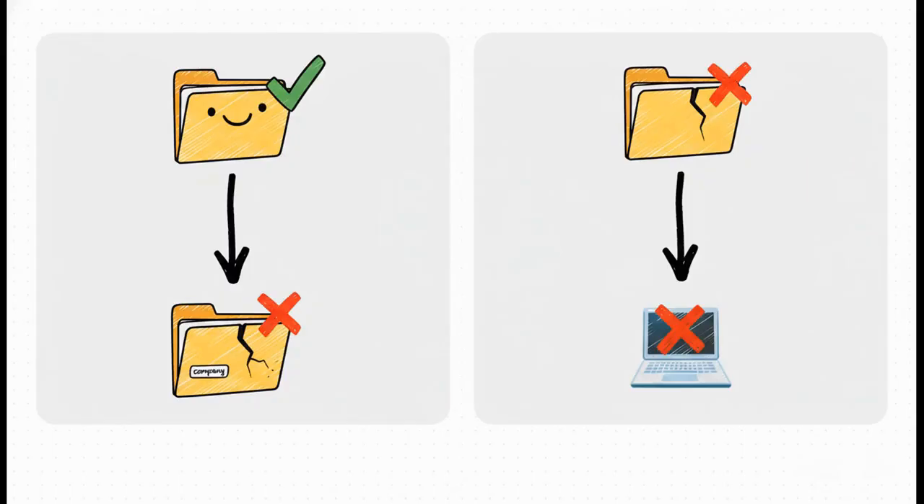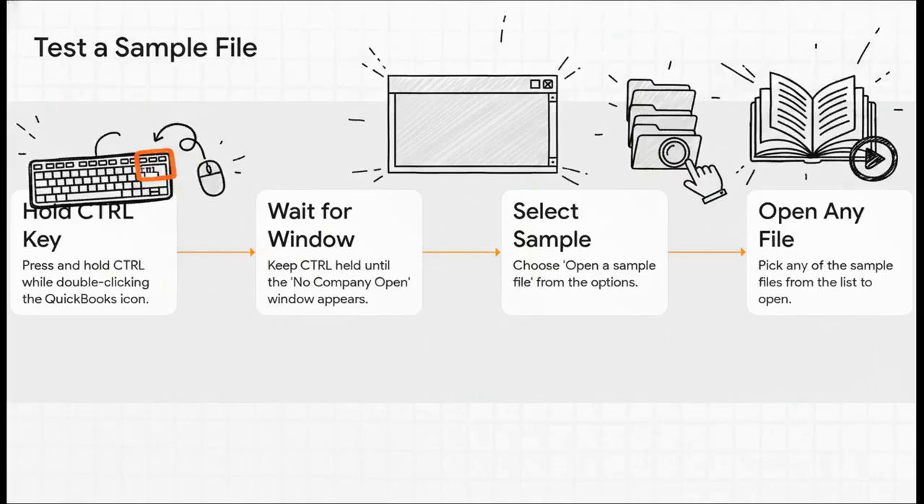Next up, we need to play detective. We have to figure out if the problem is with your specific company file or if it's a problem with the QuickBooks program itself. We can figure this out with a really simple test using a sample file, and it'll tell us exactly where to focus our energy. And here's how you do that. This time, you're going to hold down the CTRL key while you launch QuickBooks. Keep holding it until you see the No Company Open window. From there, just pick any sample file. If that file opens up just fine, boom, you know the problem is with your company file. But if the sample file also crashes, well, then QuickBooks itself needs a little TLC.